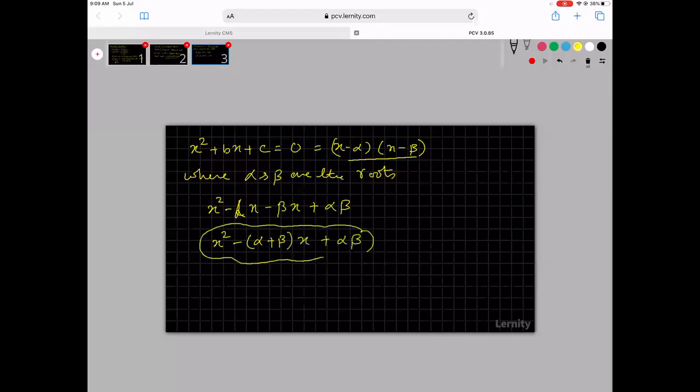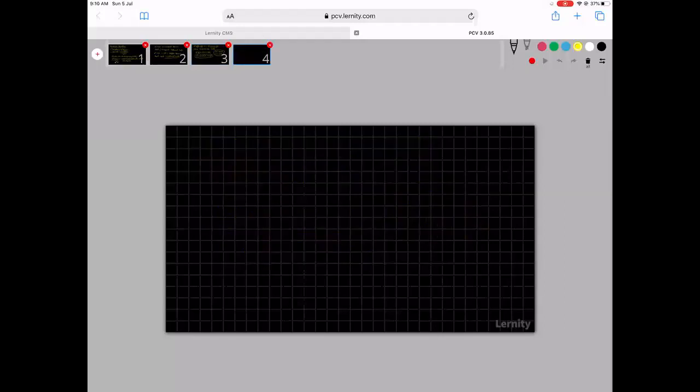So what can we conclude from here? We can conclude that minus b is equal to alpha plus beta, and c is equal to alpha into beta. That is, the coefficient of x is the negative of the sum of roots, and the constant is equal to the product of roots. Sometimes we may have the equation like this: ax square plus bx plus c.